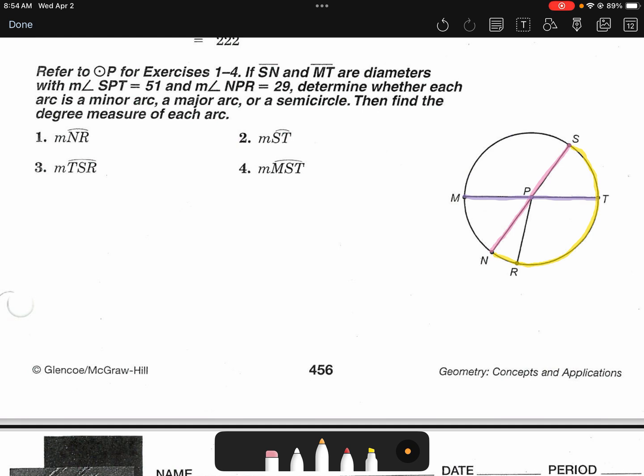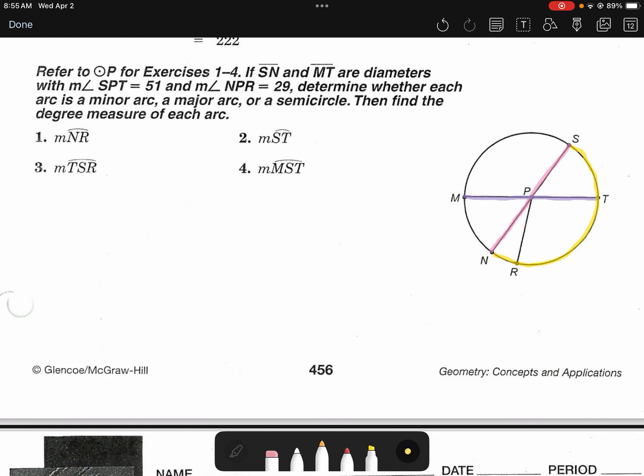What's the measure of arc NR? That would be this little guy right here. I'll make him orange. Okay, well, we have no information on our picture, but it does tell us up here that the measure of angle SPT is 51 degrees. The measure of angle NPR is 29 degrees. And that's really important because notice how that central angle corresponds to that arc NR. The measure of an arc is the same as the measure of its central angle.